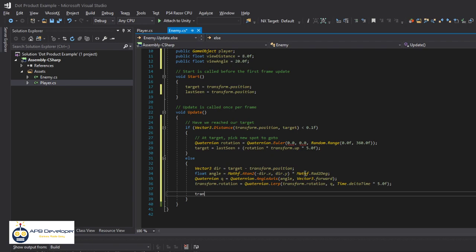And then all we do, similar to the way we've done the player, we just need to transform that up, times our speed. We'll go a little bit slower than the player, just to make it so we can run away from them, otherwise they'd always follow us.